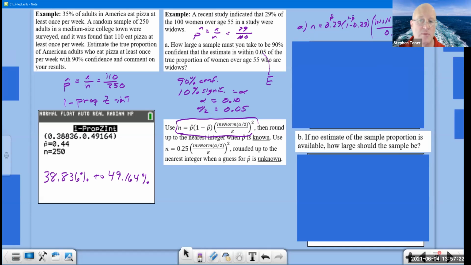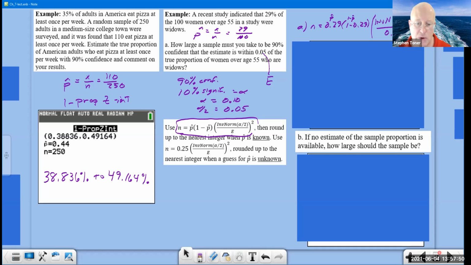And here are the numbers when I plug it in. I'm going to have p-hat and 1 minus p-hat. There is my 0.29 and my 1 minus 0.29. Then I'm going to do inverse norm of the 5%. That's the same 5% alpha over 2 we mentioned here at the left. And my margin of error written in decimal form, 0.05, is what we want there. So that's what's going into the calculator.